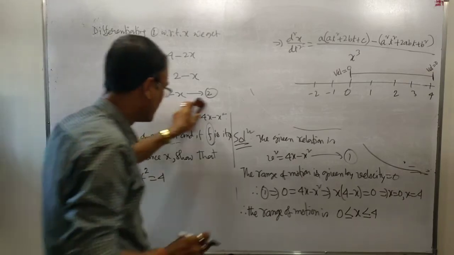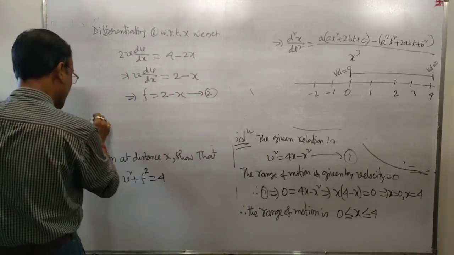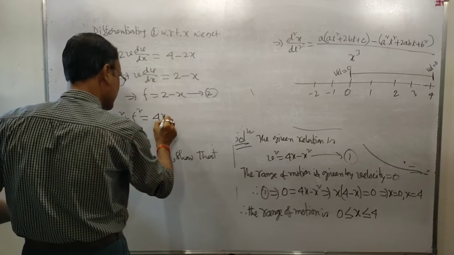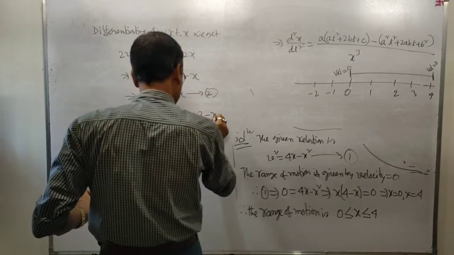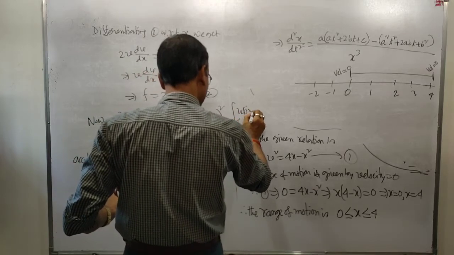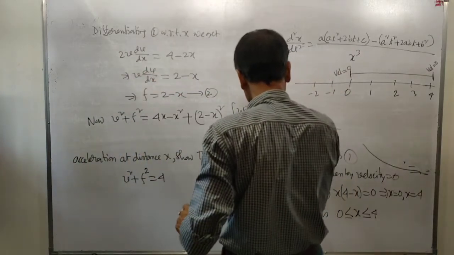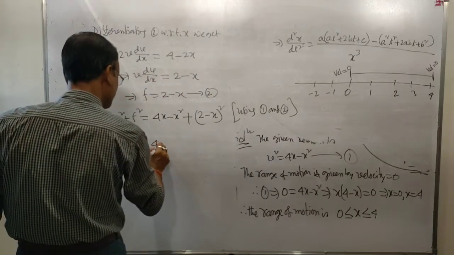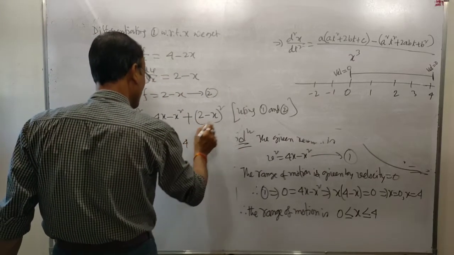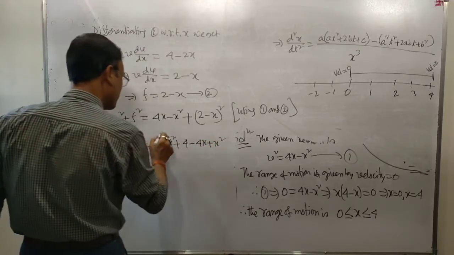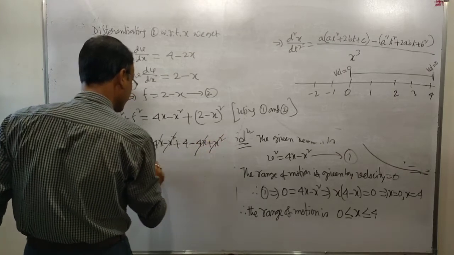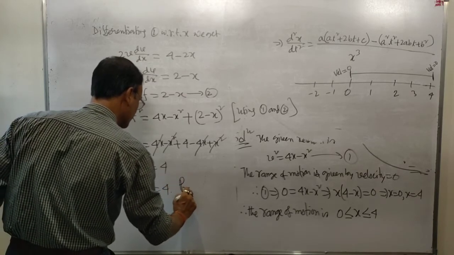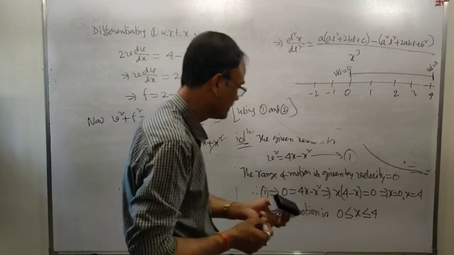Now, v square plus f square equals v square, which means 4x minus x square, plus f square, which means (2 minus x) whole square, using 1 and 2. It should be equal to 4. This means 4x minus x square plus 4 minus 4x plus x square. Plus 4x, minus 4x cancel. Minus x square plus x square cancel. This is equal to 4. Therefore, v square plus f square equals 4. Simple question.